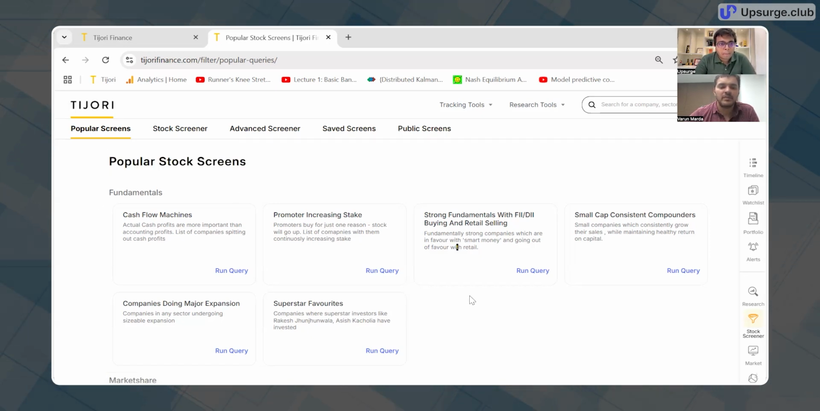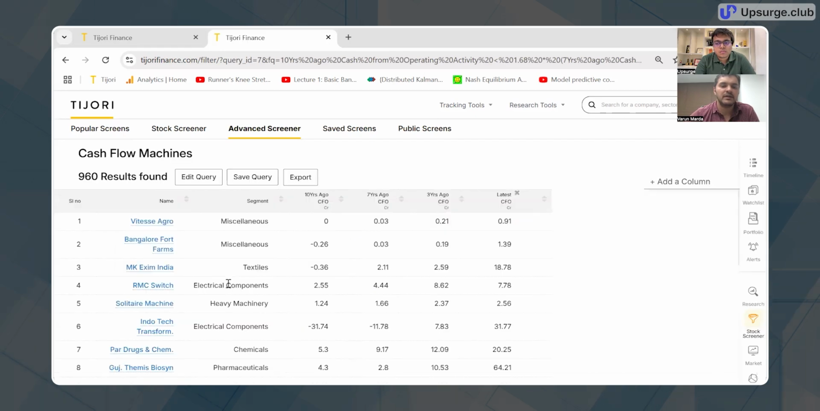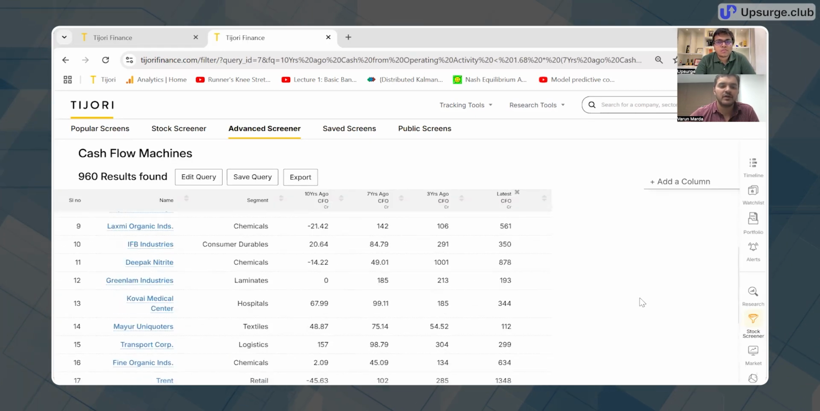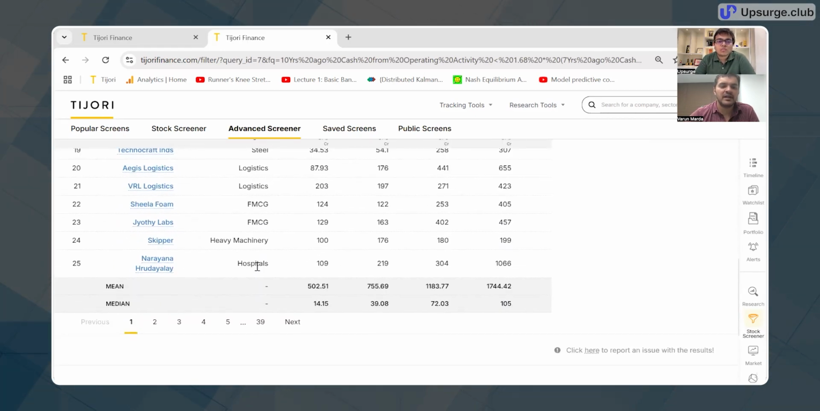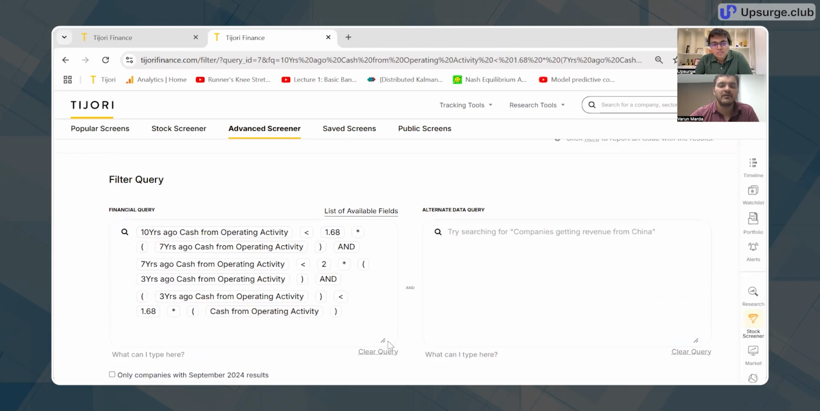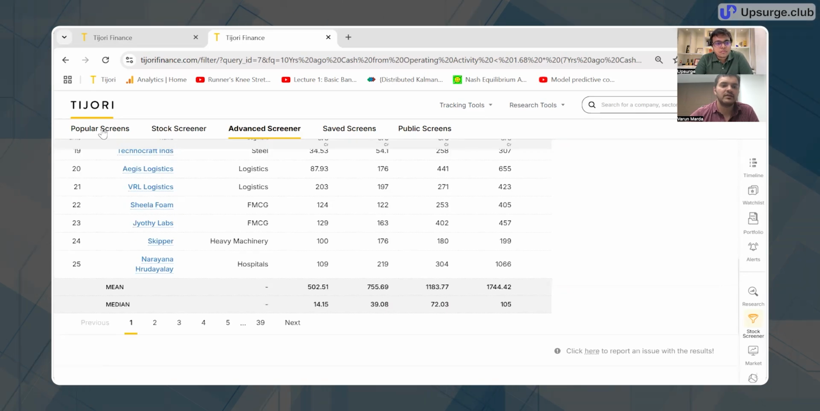What I mean by unstructured data is, many platforms have this thing where you can screen on financials. So I look at, I don't know, cash flow machines, for example. There are 900 companies found, and it has some complicated financial filtering criteria like it should always be generating cash and stuff like that.